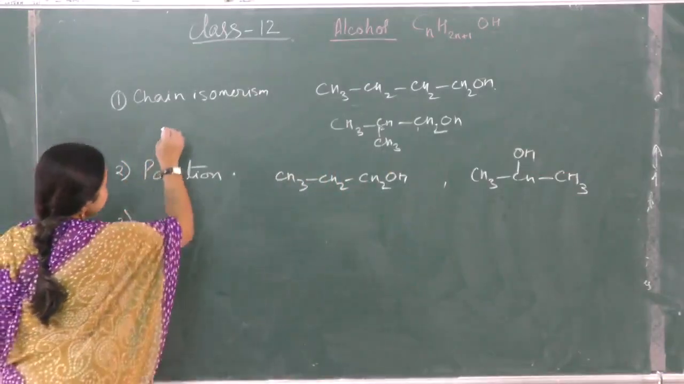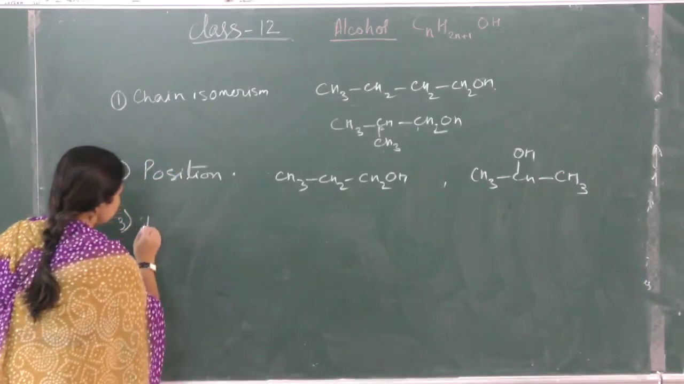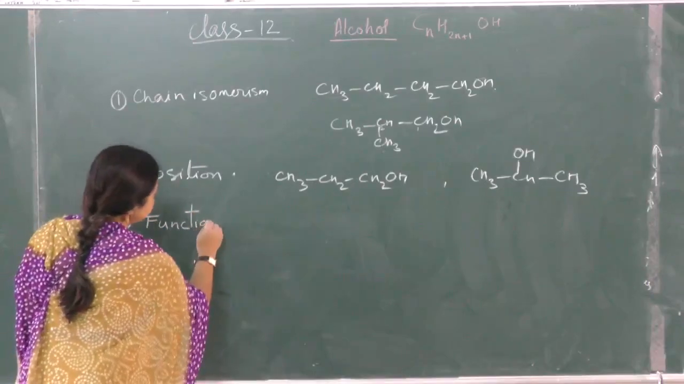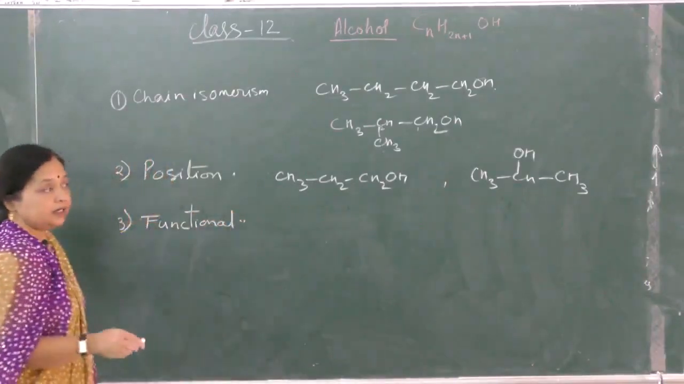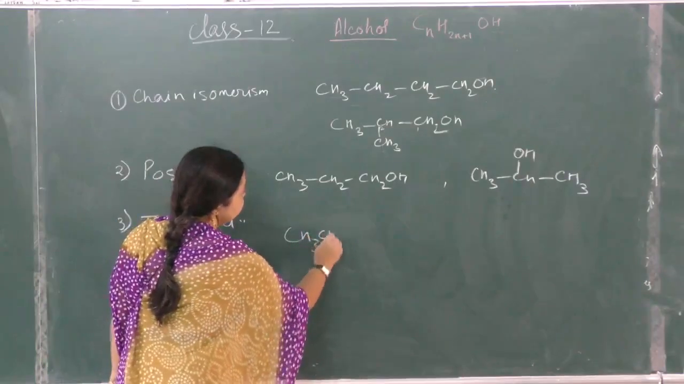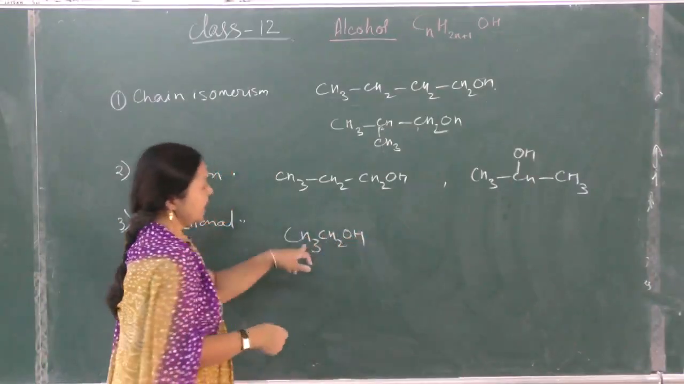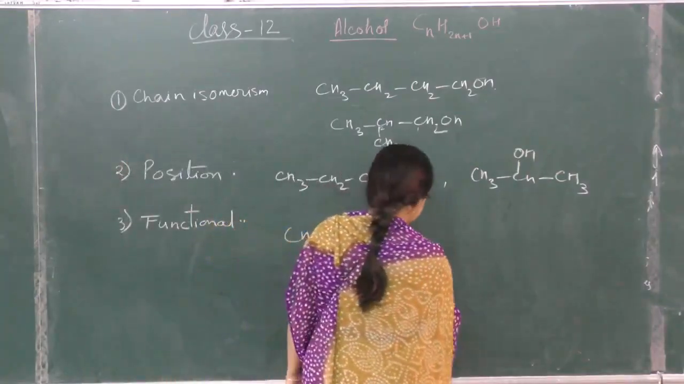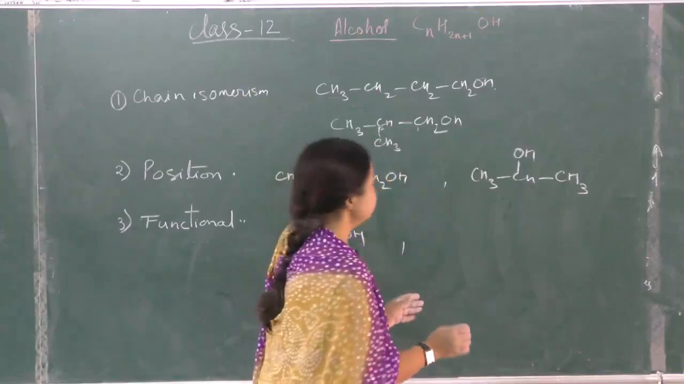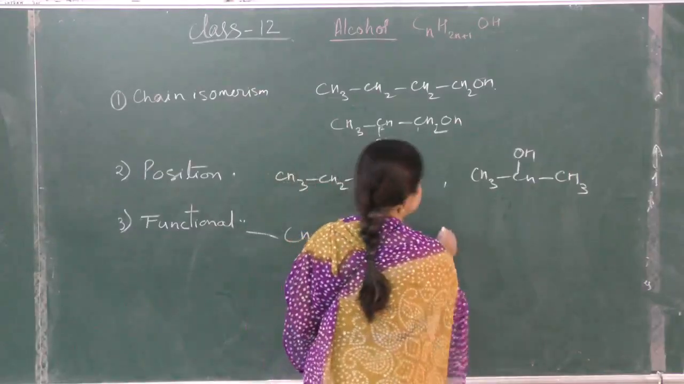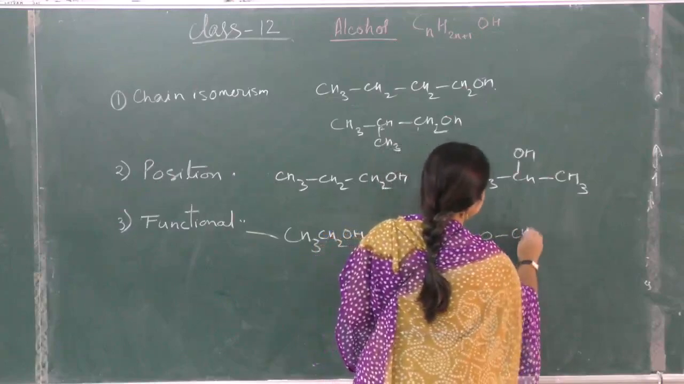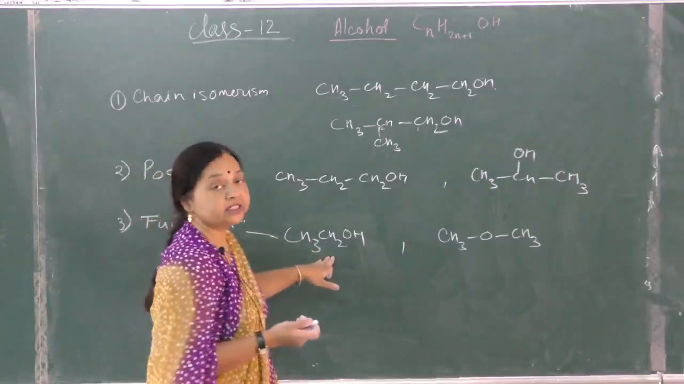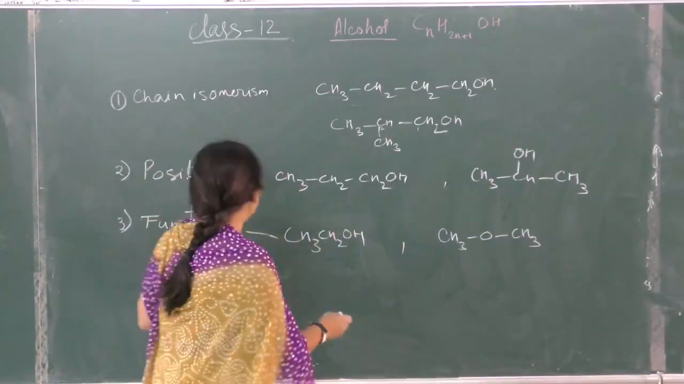Third, functional isomerism, where the functional group changes. Say ethanol, CH3CH2OH, can also be written as C2H5OH. This is an alcohol. This means alcohols and ethers are functional isomers. CH3OCH3 is an ether. The functional group is different. So functional isomerism is exhibited by alcohols and ethers.